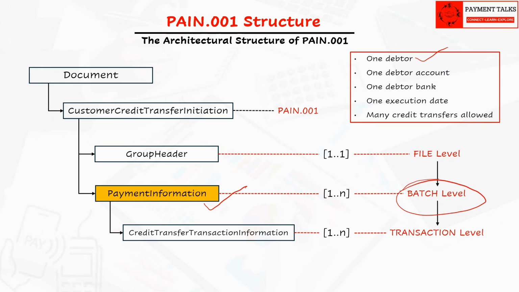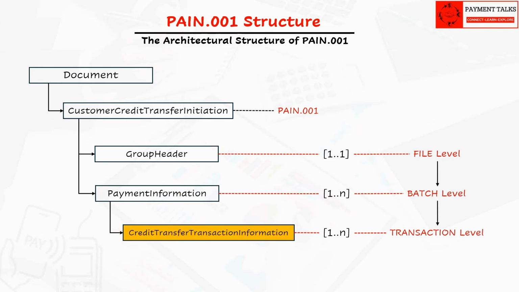Inside one batch, we have one debtor account, one debtor bank, one execution date and many credit transfers allowed. So practically one batch is equal to one funding source. If you need multiple debit accounts or different execution dates, then you create multiple batches.